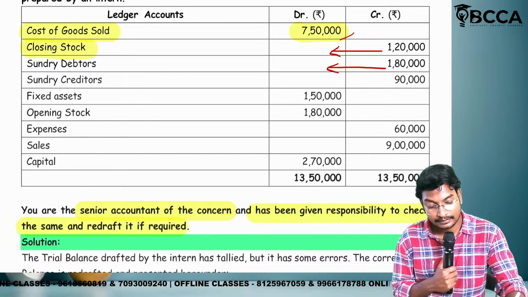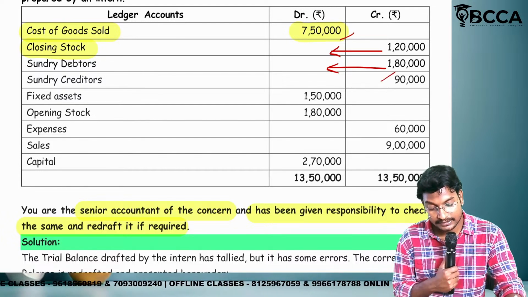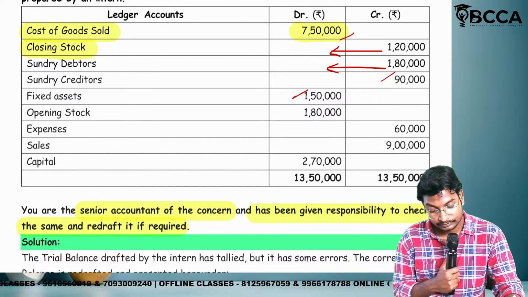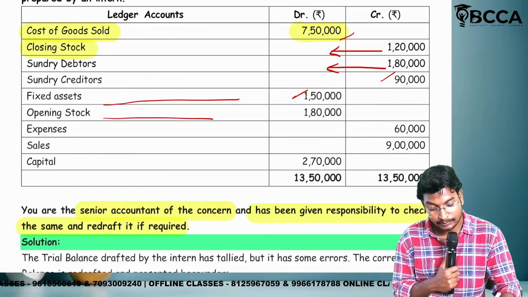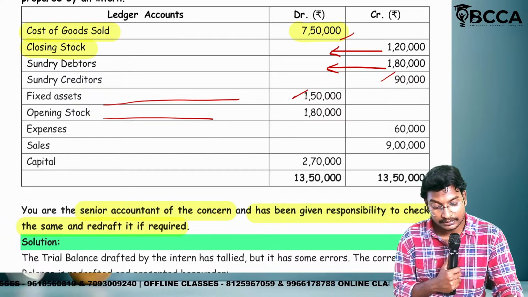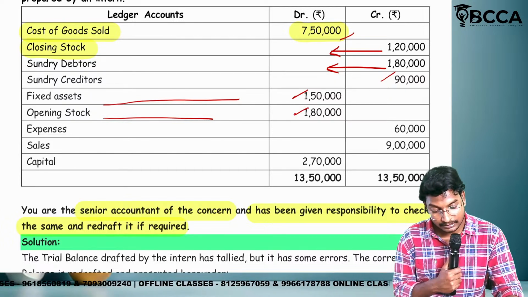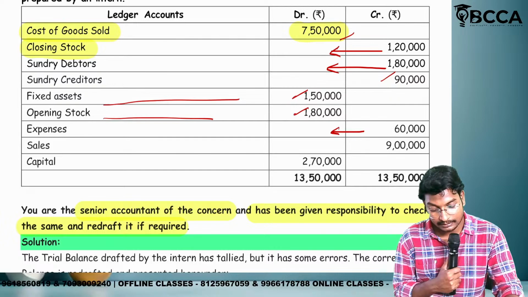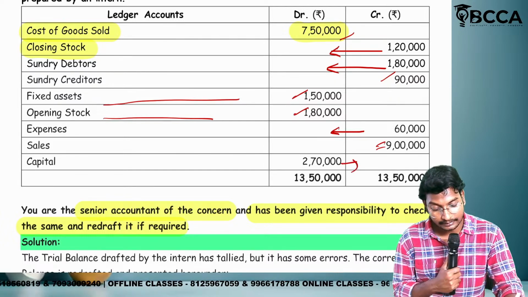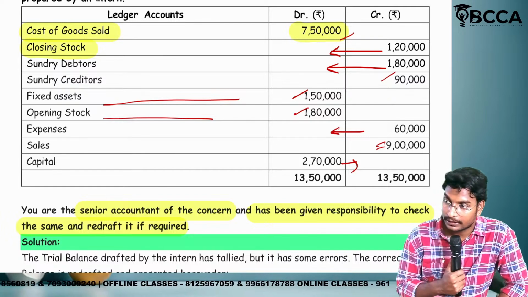Next, creditors. Right. Next one, fixed asset. Right one. Next one, opening stock. Where do we need to record the opening stock? Debit side. Okay, recorded. Expenses should be recorded on which side? Debit side. Next, sale should be recorded on the credit side. Capital, credit side. So like that we need to record it.